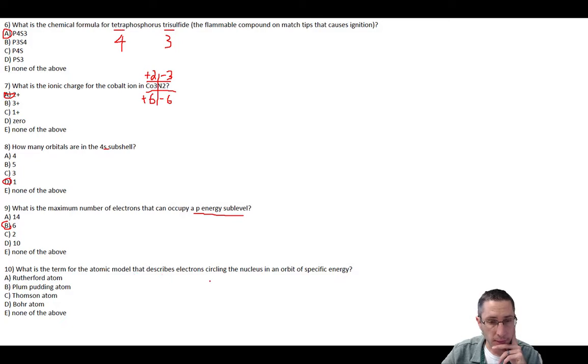10, what's the term for the atomic model that describes electrons circling the nucleus in an orbit? And that orbit is the key word here. We mostly associate that with the Bohr model of the atom, so our answer here is D.